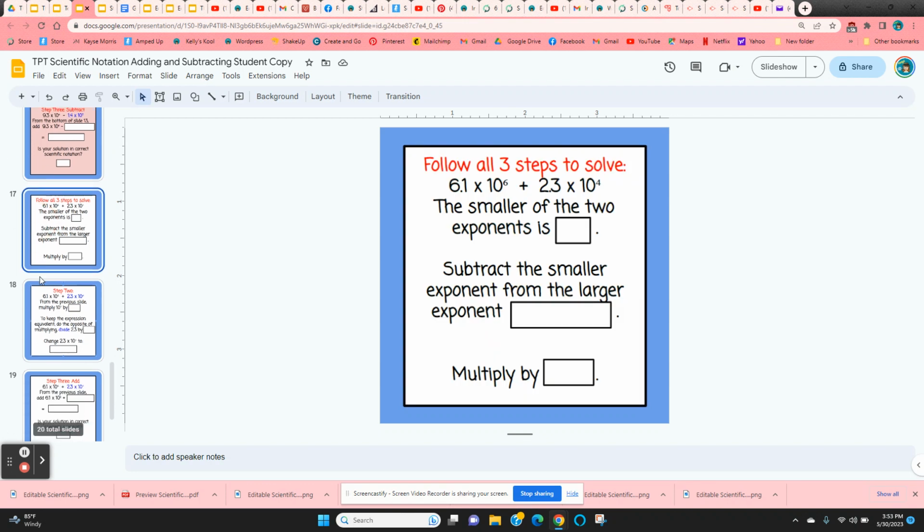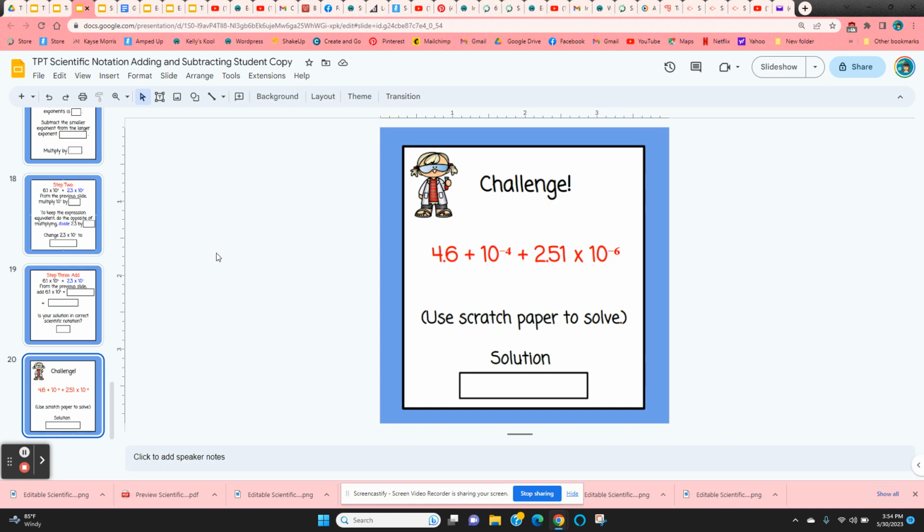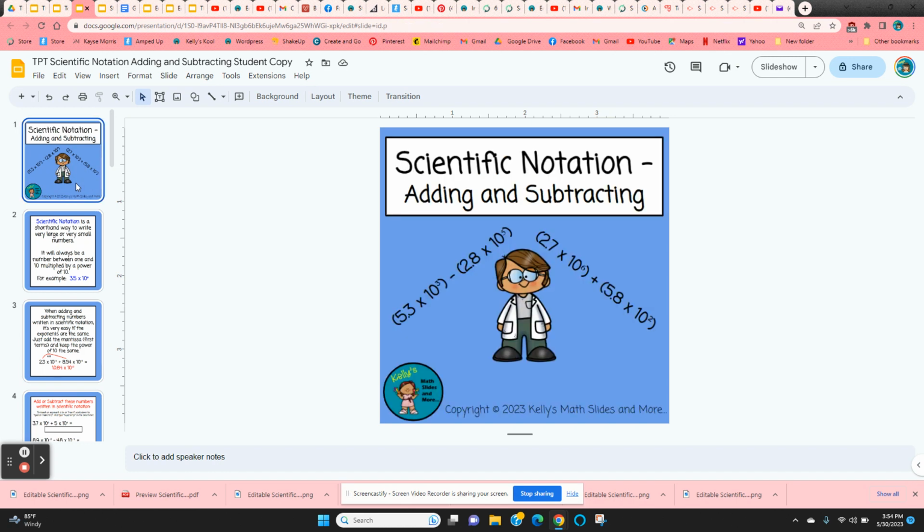Now in slide 17, they're given a new problem to do. They're just going to go step 1, 2, and 3, following all the steps that they did on the others. And then when they get to slide 20, for those who need a challenge, they've got a problem here with negative exponents. So they're going to use the same steps, use scratch paper to solve, and type in their solution here. So this is a digital lesson on adding and subtracting with scientific notation.